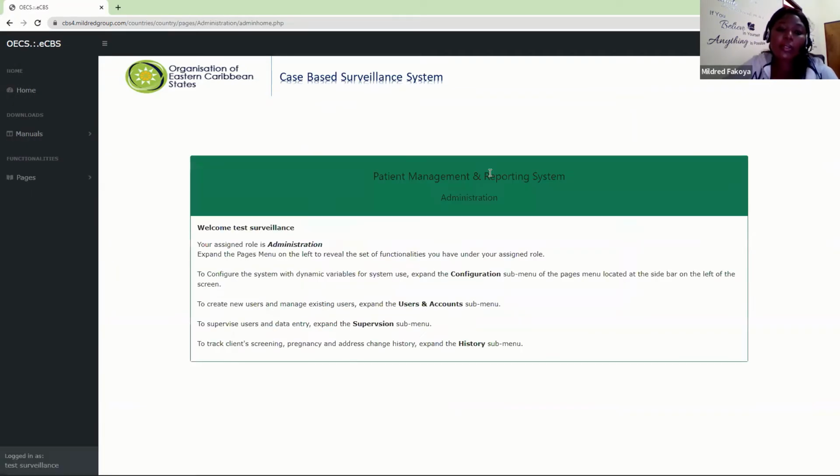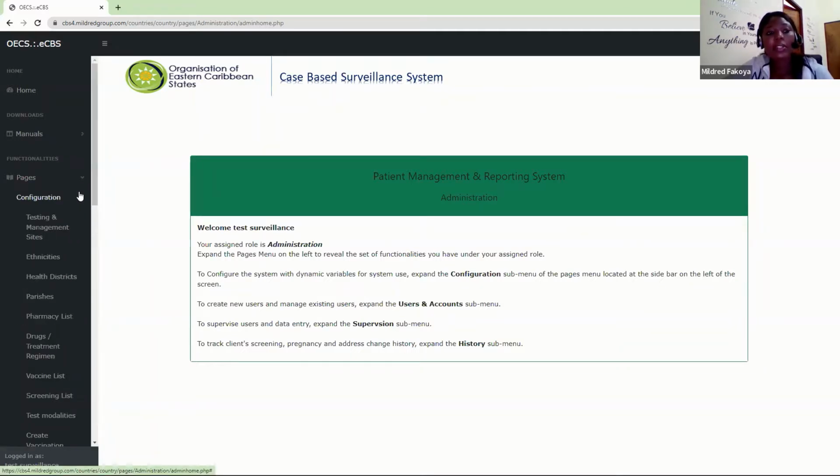So all program managers or IT or admin managers are to configure the system before initial use of the system. The configuration involves creation of sites, ethnicities, health districts, parishes, the list of pharmacies, the list of drugs, the list of vaccines, the list of screenings, the test modalities. All of these are the system-dependent variables that populate the drop-down menus for screenings and management.